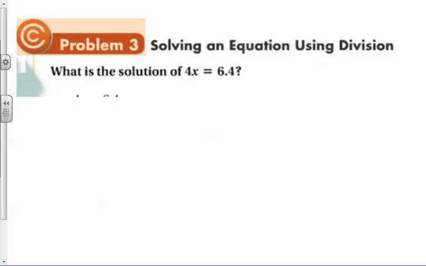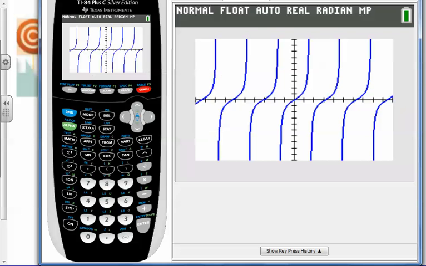This one says solving equations using division. The reason they say that is because what's happening to the letter x? It's being multiplied by 4. So all I have to do is do the opposite of being multiplied, and the opposite of multiplication is division. So I'm going to divide both sides by 4. Now I use the fraction bar to do that. So I get x equals, and what is 6.4 divided by 4?